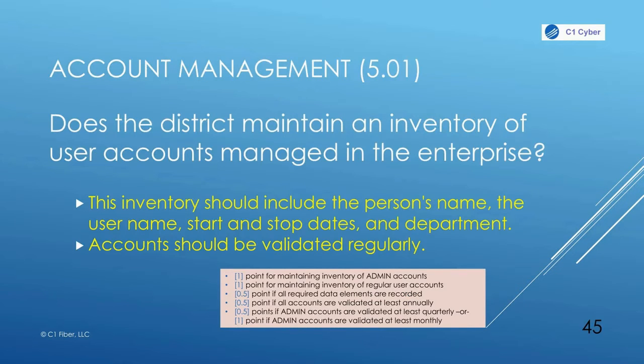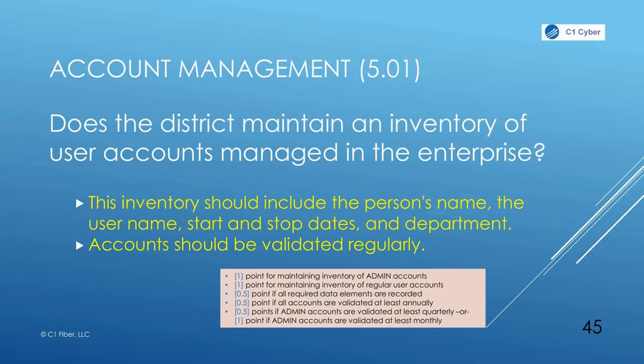Does the district maintain an inventory of user accounts managed in the enterprise? This inventory should include the person's name, the username, start and stop dates, and department. Accounts should be validated regularly. Score 1 if your organization maintains an inventory of admin accounts. Add 1 point if your organization also maintains an inventory of regular user accounts. Add 1/2 point if all required data elements are recorded.